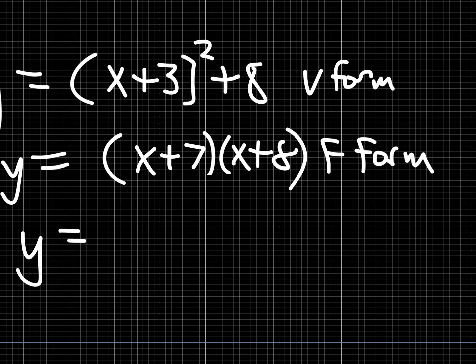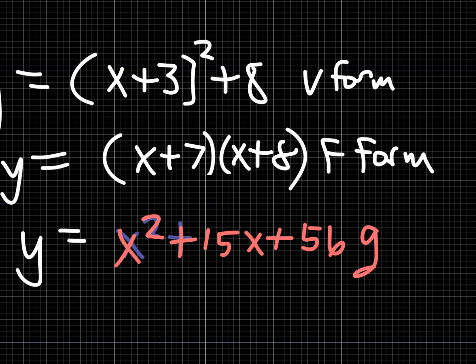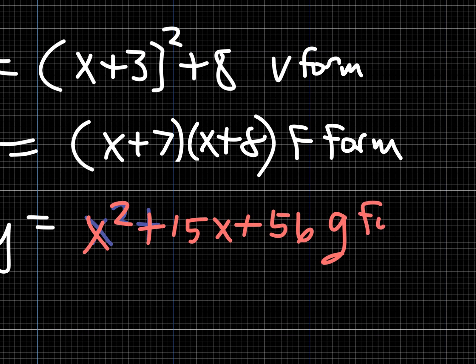And if I actually multiply that out, which I will, x squared plus 7x plus 8x makes 15x. X squared plus 15x plus 7 times 8 is 56. There, I multiplied it out, and now I've got the what form? General form. G form. I'm fine with abbreviations because I know what you mean.